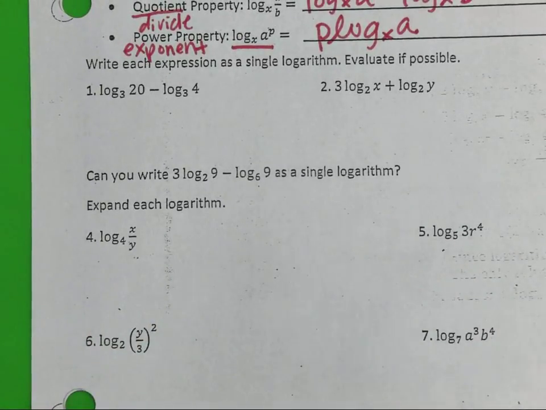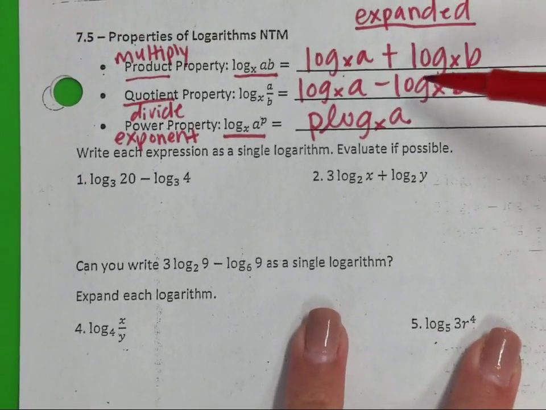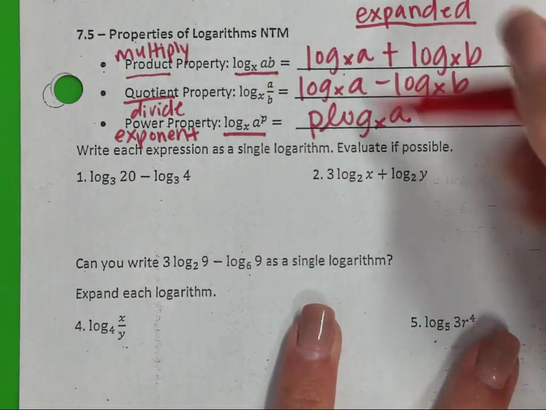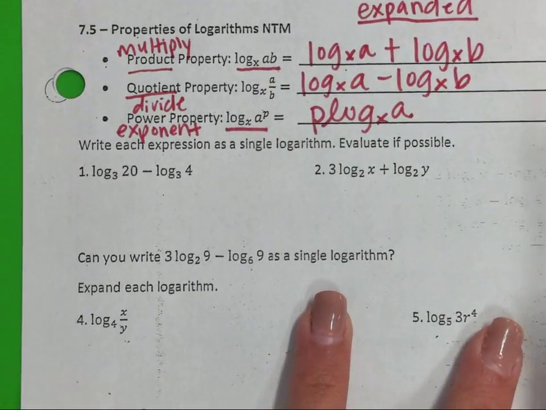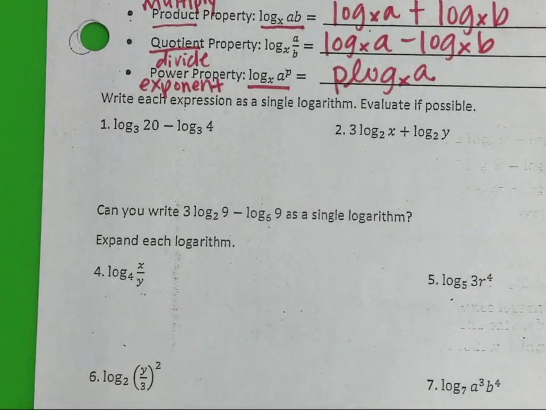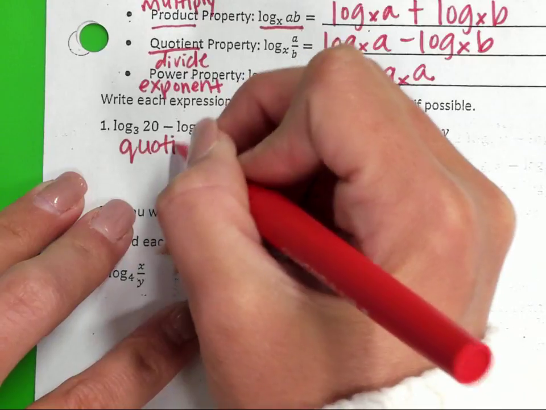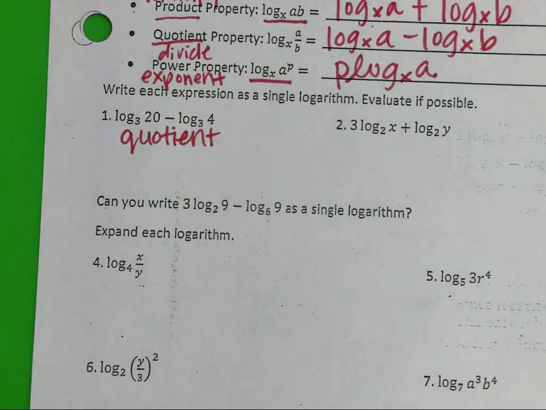So the first one we're going to do is they give us two logarithms, which means it looks like this. It's an expanded version, and we have to create a single logarithm. So they're giving us this. We're going to go backwards. This one has a subtraction sign, so that's dealing with what property? Quotient.